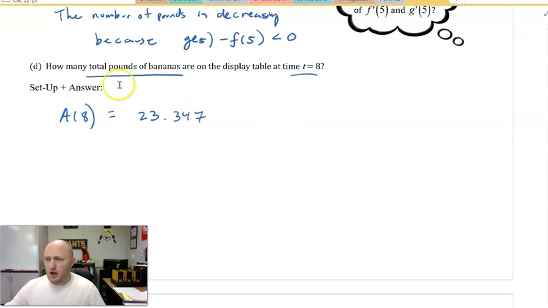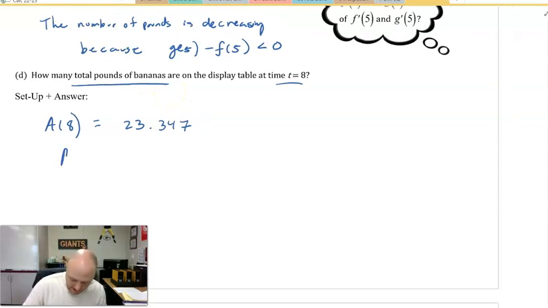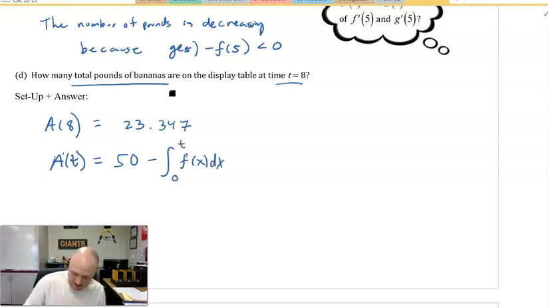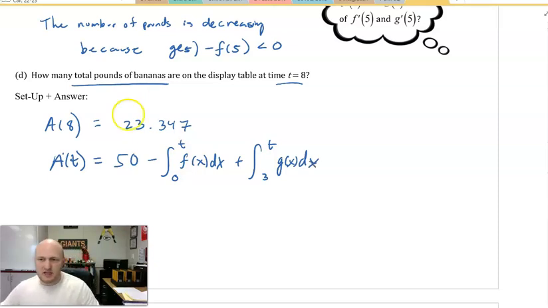Now, make sure that you have clearly defined what A of t is. The reader needs to see that you have defined A of t, so you better have this on your paper somewhere. A of t equals 50 minus the integral of f of x dx evaluated from 0 to t, plus the integral from 3 to t of g of x dx. They're not as picky with the variables in here if they aren't different than your limits, but they should be. At least your calculator is very picky on that. So that is something to consider.